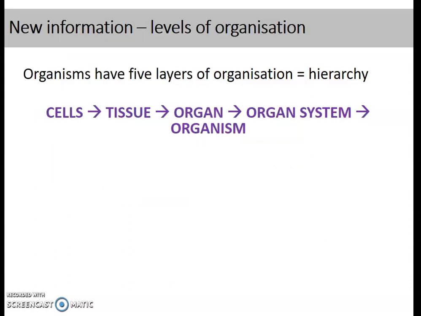So we're going to take a look at first of all the different levels of organisation within a human or an organism. So you've got 5 different layers and this is known as hierarchy. So you've got it starting from a cell, going to a tissue, going to an organ, going to an organ system and then it makes an organism. So we're just going to break those down and we'll see a bit more information about them.